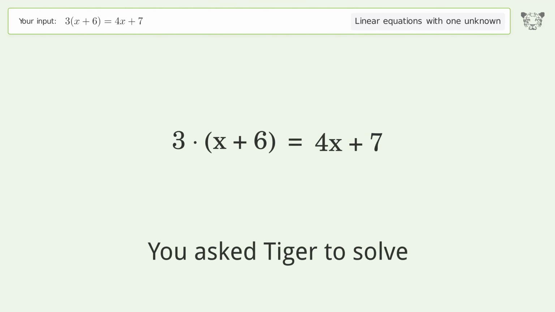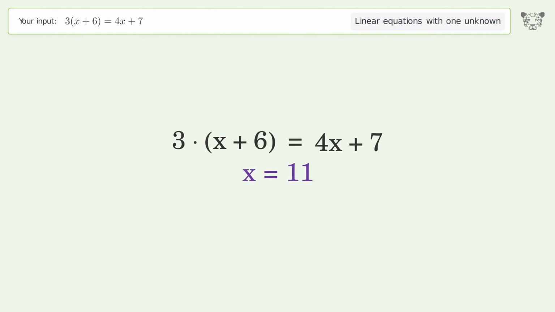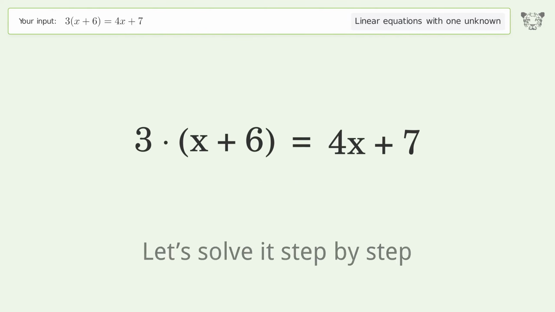You ask Tiger to solve this. It deals with linear equations with one unknown. The final result is x equals 11. Let's solve it step by step.